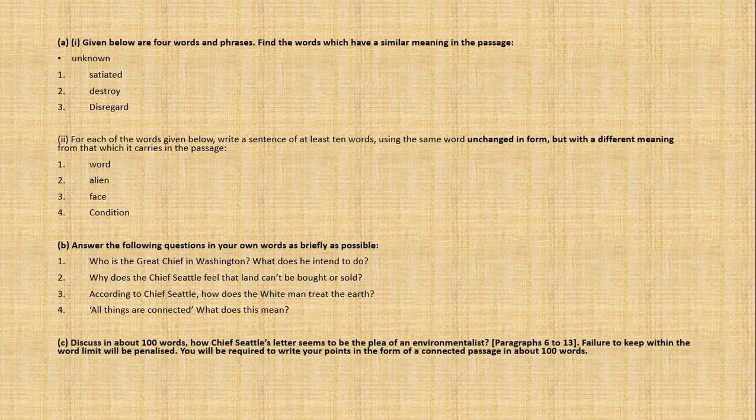Meaning, the word as it meant in the passage, you cannot write the sentence that you make with the same meaning of this word. Alright? You have to use a different meaning, like completely different meaning. Alright? Like alien.